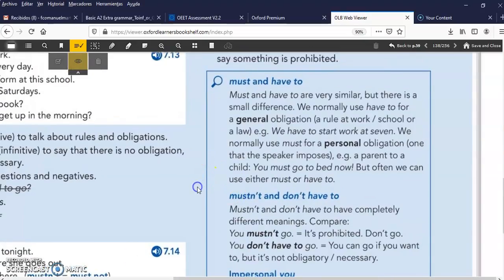Si os venís al cuadro, veis la diferencia entre must y have to. En realidad, must y have to se pueden utilizar muchas veces de modo indistinto. Must and have to are very similar, but there is a small difference. We normally use have to for a general obligation. Generalmente, se pueden usar los dos indistintamente, pero la tendencia es utilizar have to para una obligación general.